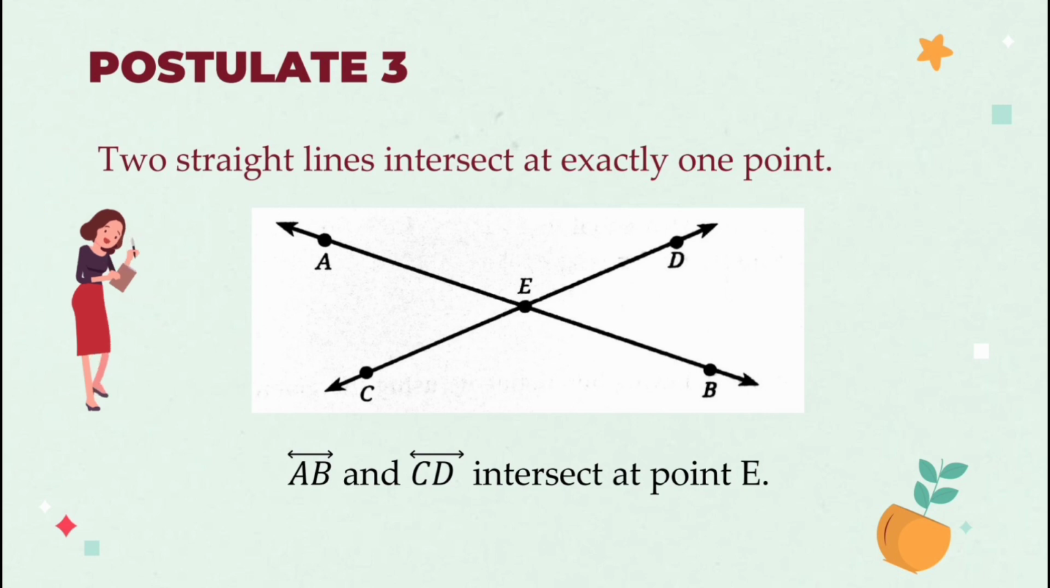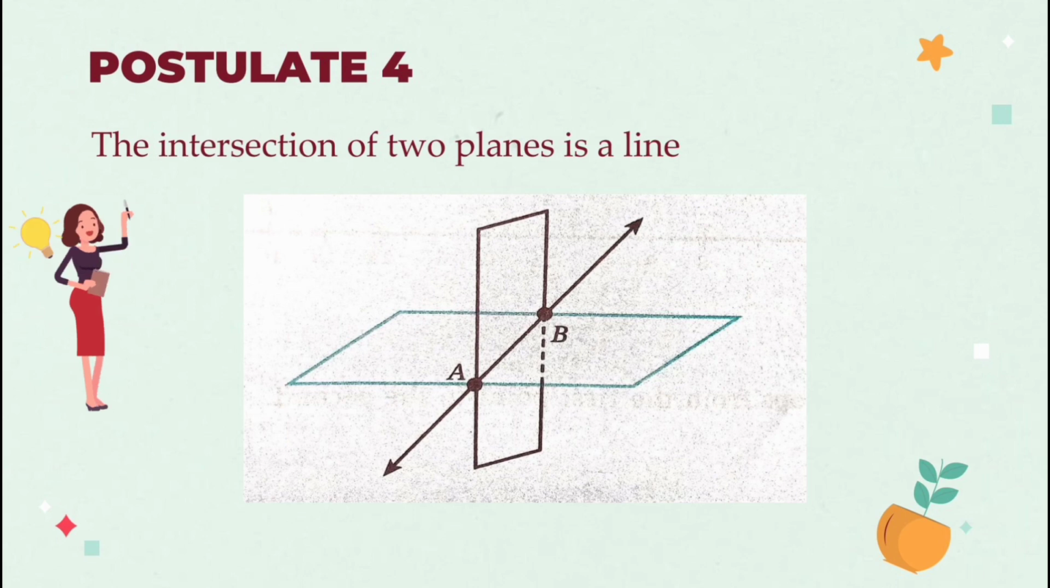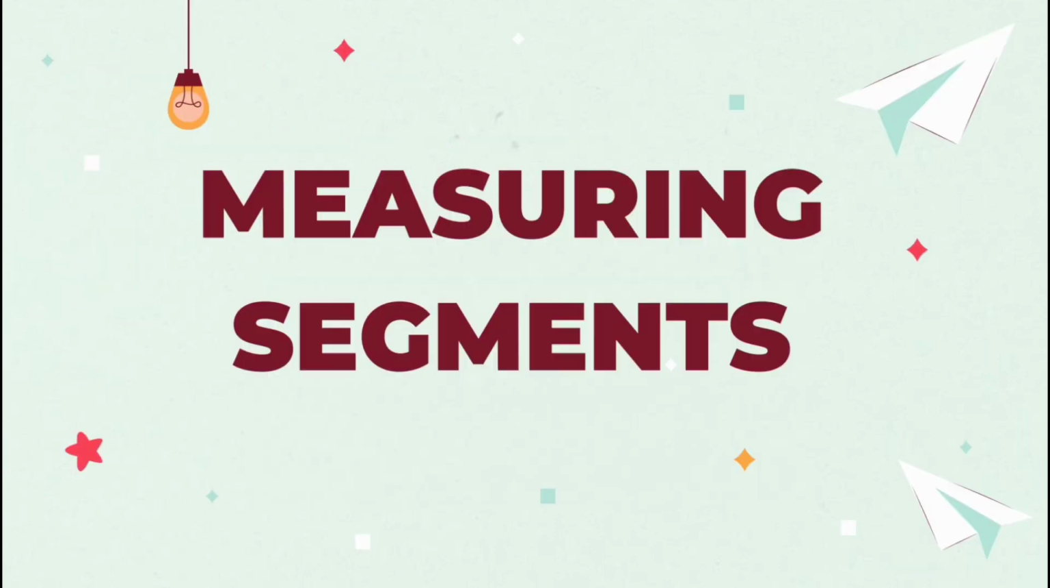Postulate 3. Two straight lines intersect at exactly 1 point. Line AB and line CD intersect at point E. Postulate 4. The intersection of two planes is a line.